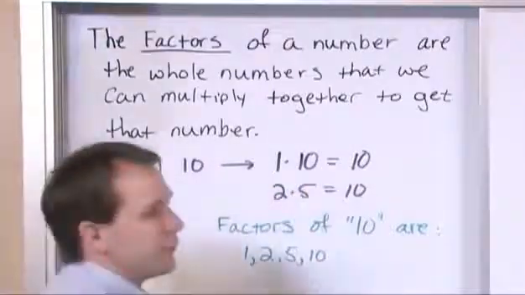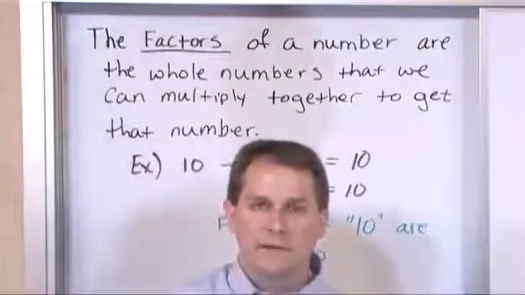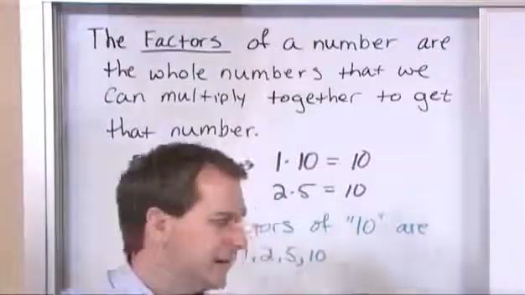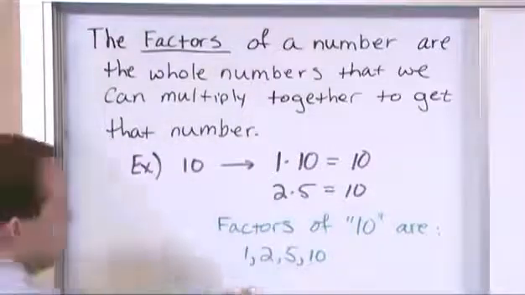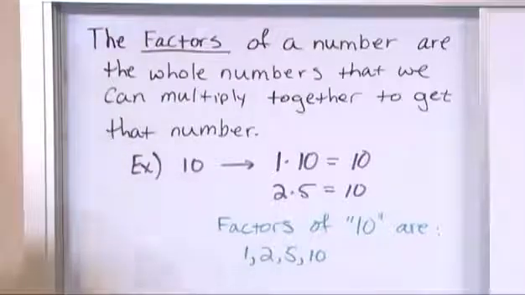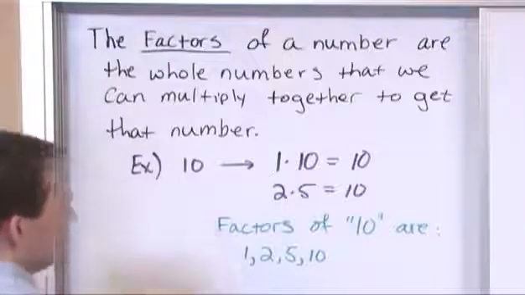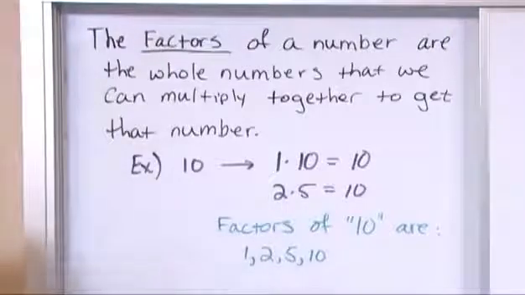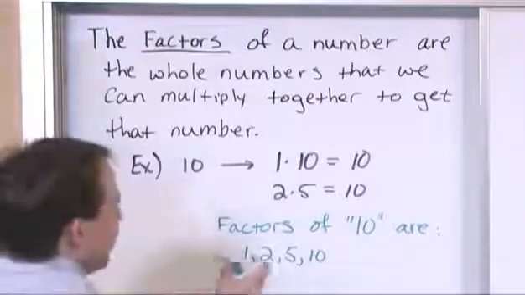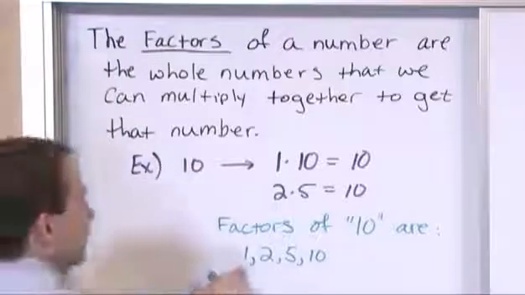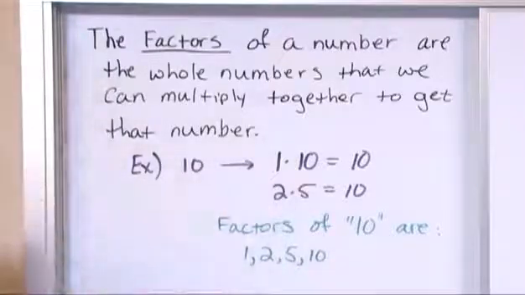So you notice the number 3 is not on the list. The number 4 is not on this list. And that's because the number 3, for instance, you can't multiply 3 times anything to give you 10. You can't multiply 8 times anything to give you 10. You can't multiply 4 times anything to give you 10. So they're not factors of 10. When you say something is a factor of 10, it means that that number can be multiplied by something to give you 10.